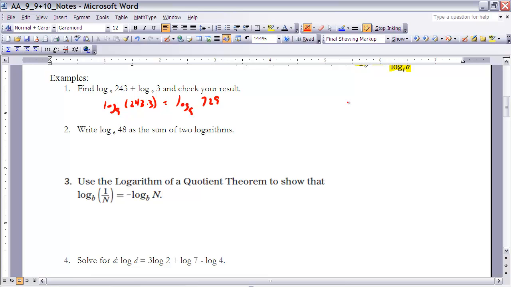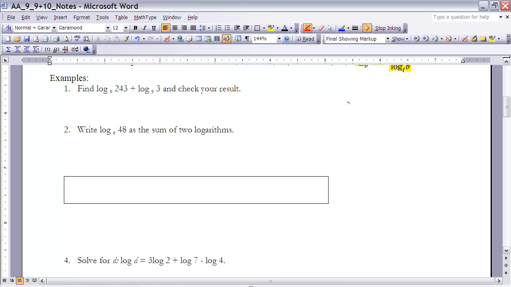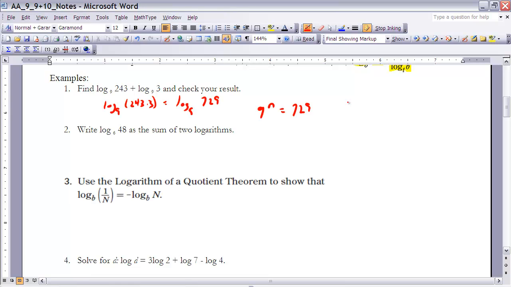And I know that 9 to some power is equal to 729. I've got to think about what number I can raise 9 to and get that value. If I go 9 to the second, it's 81, and 9 to the third is 729. So n is equal to 3.